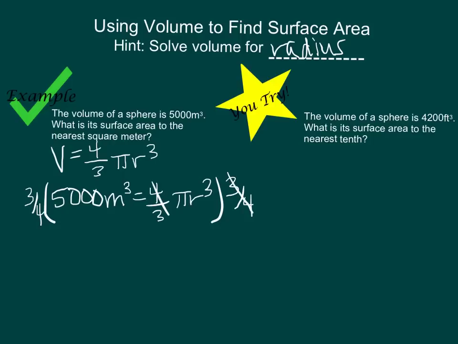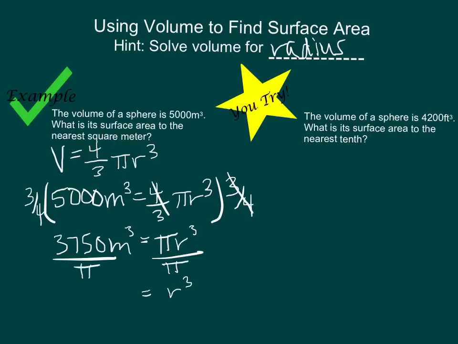And then I have 5,000 times 3/4. I can stick that in my calculator. And I get 3,750 meters cubed equals pi r cubed. Now remember, we said we have to divide that pi out. Let's do that right now. So I get r cubed equals 1193.662073. Remember, you don't want to round within a problem because it can make your answer less accurate.